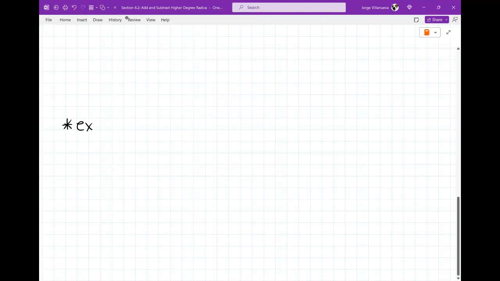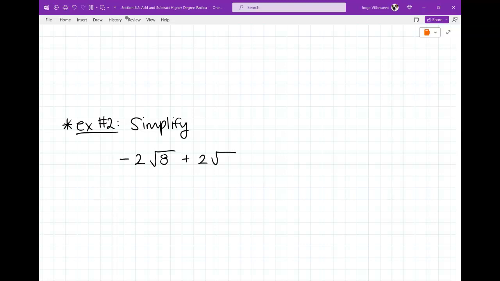So here's example number 2. It's going to be simplify again. These are all going to be simplified. And it's going to look like this. Negative 2 radical 8 plus 2 radical 20 plus 2 radical 5. So right now, none of these are like radicals. Okay, none of these match up. So in a sense, you're like, well, I can't do any of these.